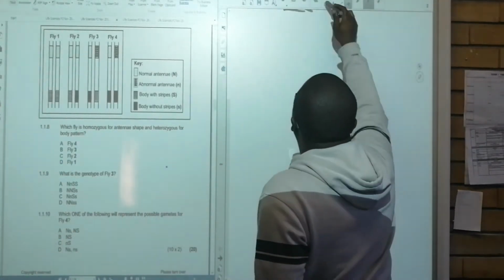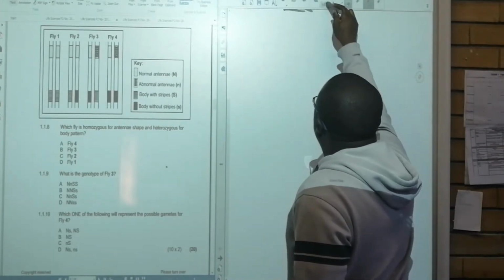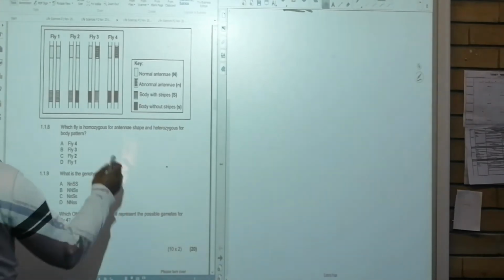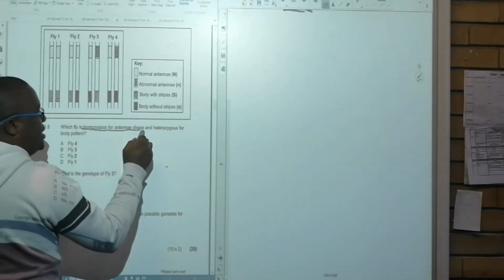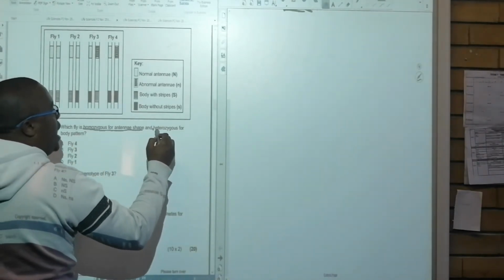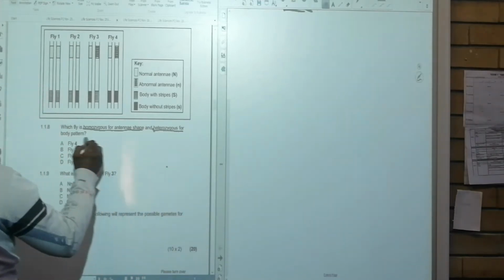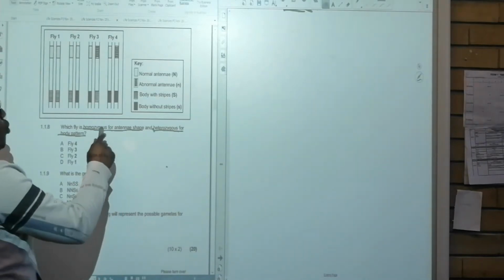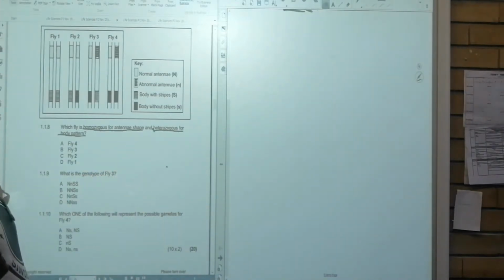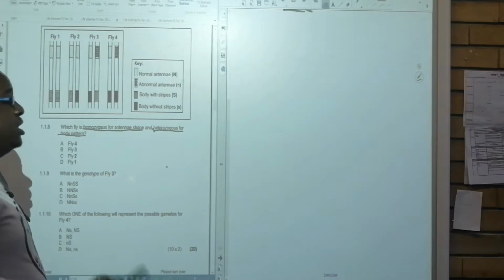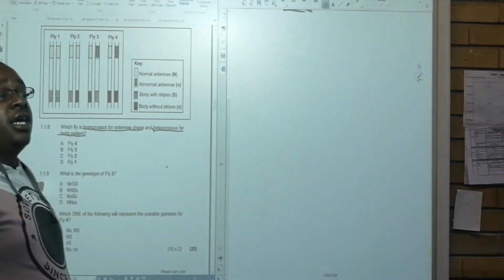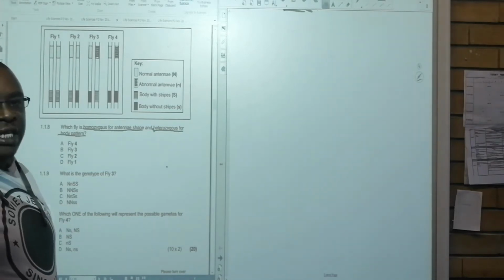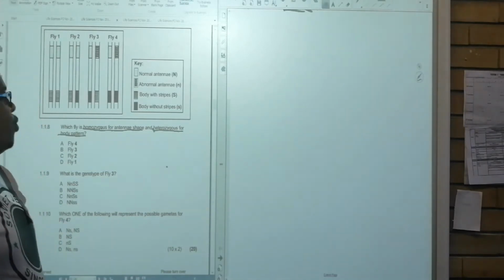Which fly is homozygous? Homozygous for antenna shape and heterozygous for body pattern. If it is homozygous, it has the same allele. It doesn't matter here. They're not asking you whether it is homozygous dominant or homozygous recessive. They're just asking for homozygous.